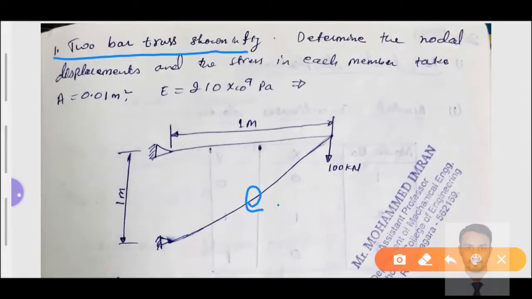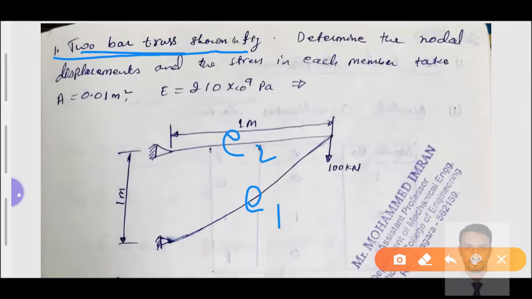This has bar number 1, I'll say element number 1, and bar number 2. We have a 2-bar truss element, but we'll not consider this one. This is not an element. Just we have the same coordinate value, it is not an element, right? 2-bar truss element.